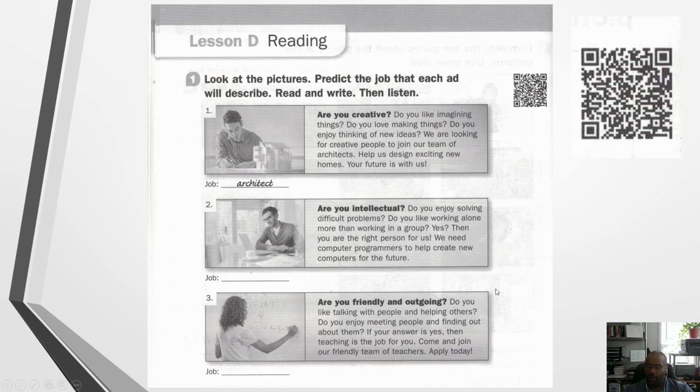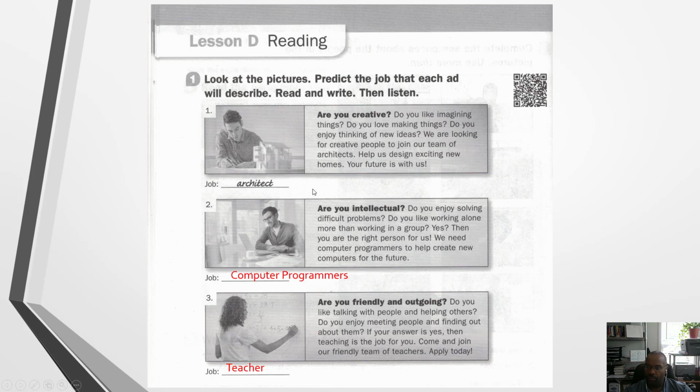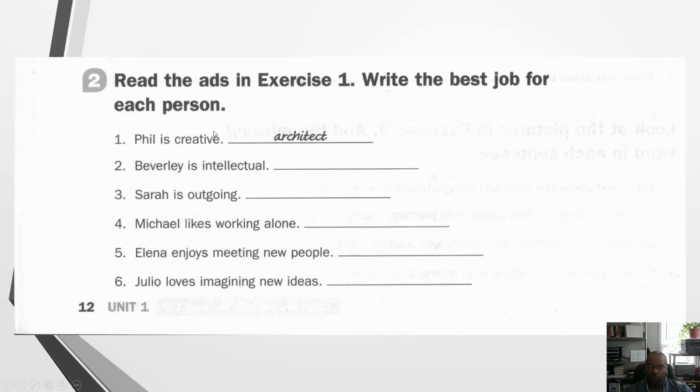Okay? I've also put this barcode here, blown it up a little bit, so you can scan it to listen to each one of these descriptions, and so you can follow along and hopefully understand them. So these were my answers. Okay, let's move on down the page to number 2.